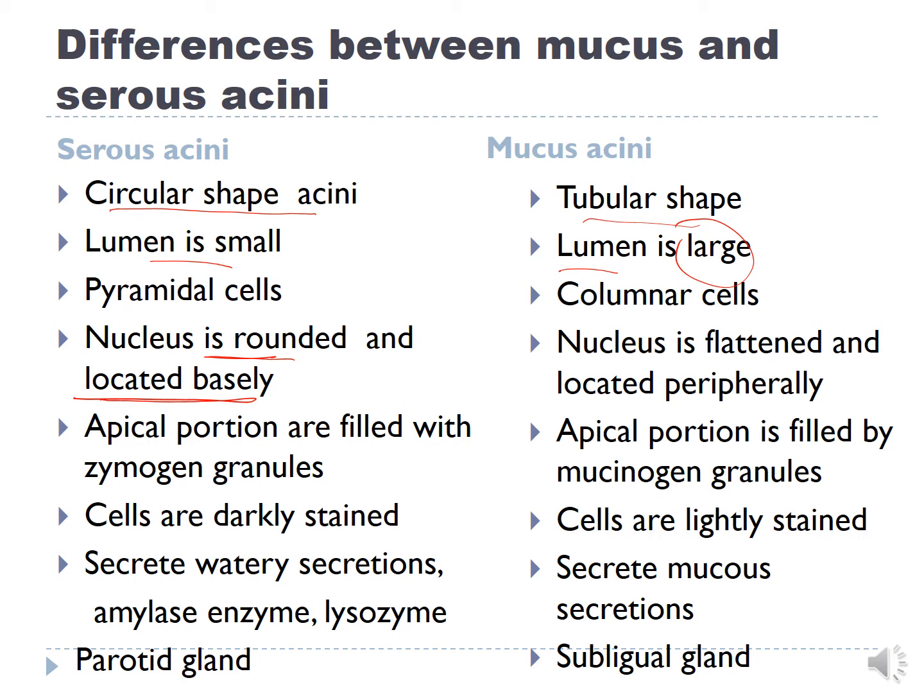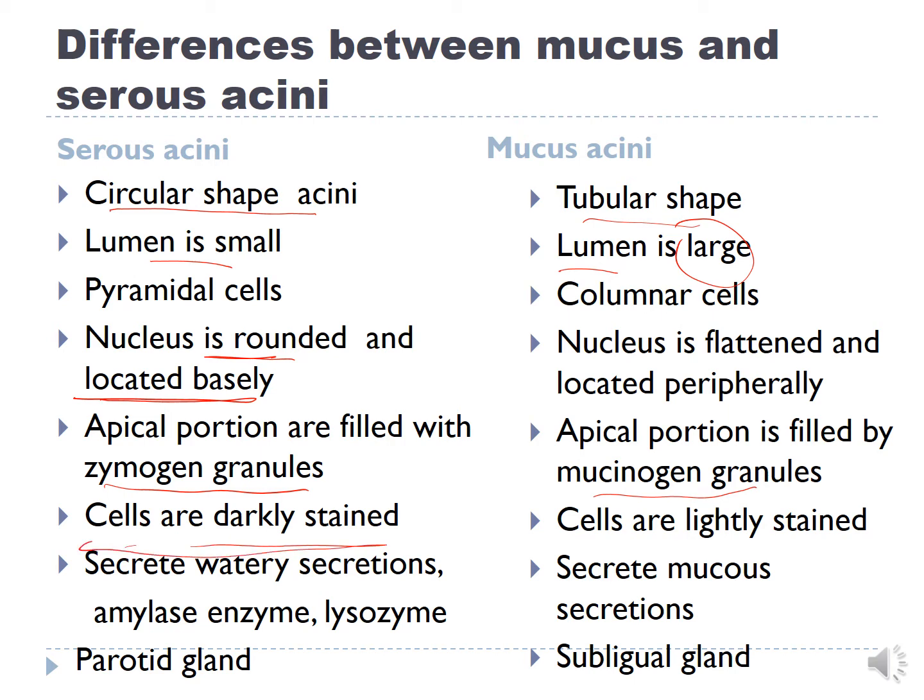Now the apical portions of the serous acini are filled with zymogen granules. Now these granules take up the eosinophilic stain and they secrete the enzymes. While the apical portions of the mucus acini are filled with mucinogen granules, which are secreted and become mucus. Then the cells are darkly stained.